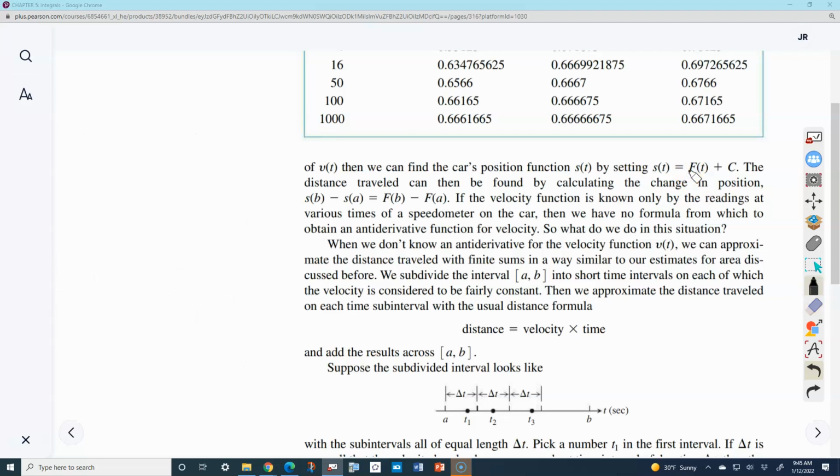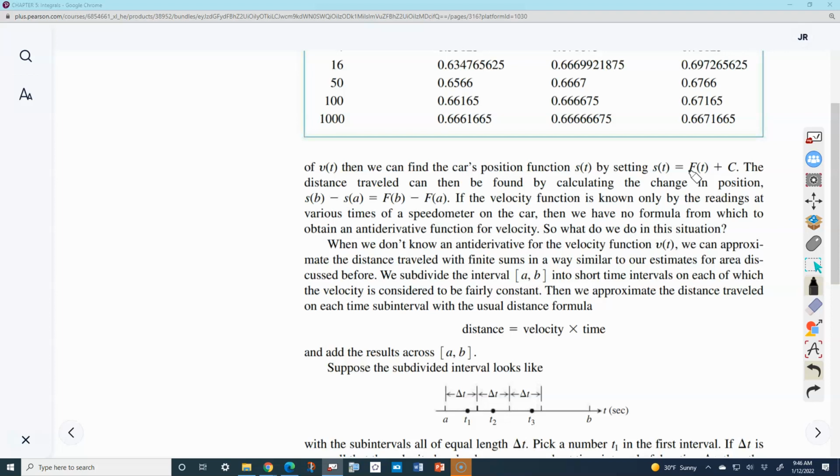So that's how they can say that the change in position is just going to equal the difference in the antiderivatives. Okay? If the velocity function is known only by the readings at various times of a speedometer on the car, then we have no formula from which to obtain an antiderivative function for velocity. So what do we do in this situation? So in other words, it's saying you don't have a velocity function, a nice polynomial that we can do the antiderivative formula on.